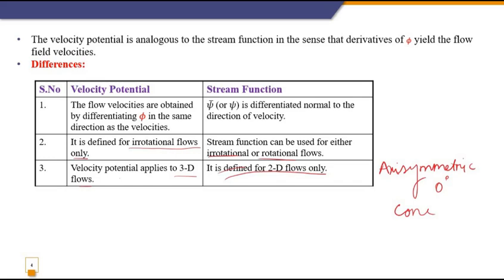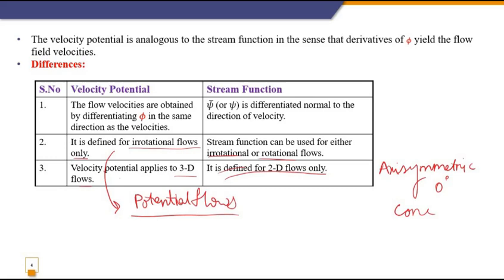Correct? Now, because I am saying that velocity potential is used to define irrotational flows, we can also call them potential flows. So we also name these flows as potential flows.